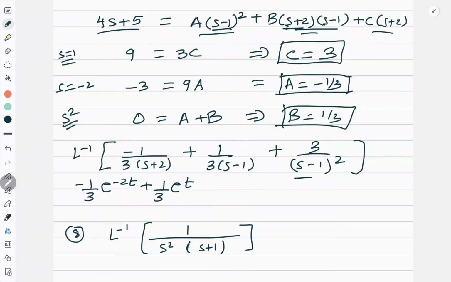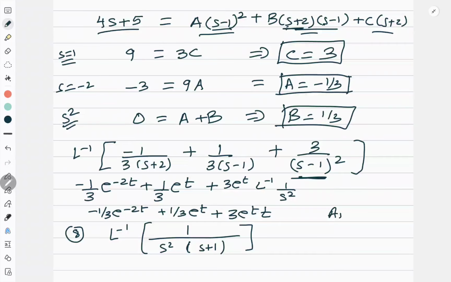Now here it is s minus 1 square. So I will apply reverse of first shifting property. So s minus 1 I should shrink. So this will become plus 3 e to the power t Laplace inverse of 1 by s square. So my answer will become minus 1 by 3 e to the power minus 2t plus 1 by 3 e to the power t and plus 1 by s square is what? T. So 3 e to the power t into t. So this will become my answer.